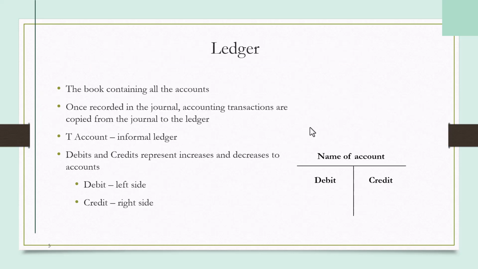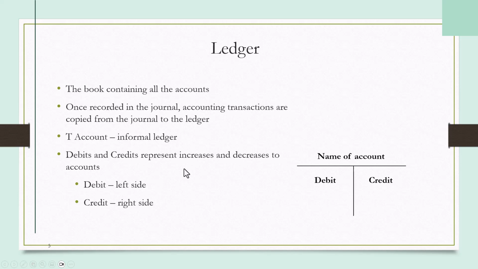And then we would copy the debits and credits over to the ledger. So you're not thinking about the information again at this point, you're just copying. It's easier to learn debits and credits using the T accounts, which is an informal ledger. So that's why I did that video first. But technically you would do the journal first and then copy over to the ledger.